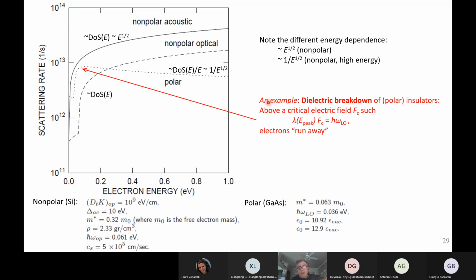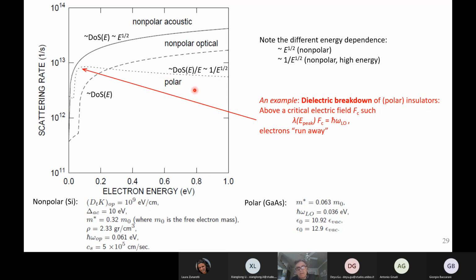Or what happens is that the electron may gain enough energy to generate an electron-hole pair across the gap. So it takes an electron from the valence band and moves it up to the conduction band. In this case, you begin to have the onset of an avalanche, because now the new electrons and the new holes will be accelerated in the electric field. The same process will repeat again, and this new electron and new hole will each generate another pair, and this new pair will generate new pairs, and you see that you have a runaway effect. And this is a usual, conventional model for dielectric breakdown in polar materials.